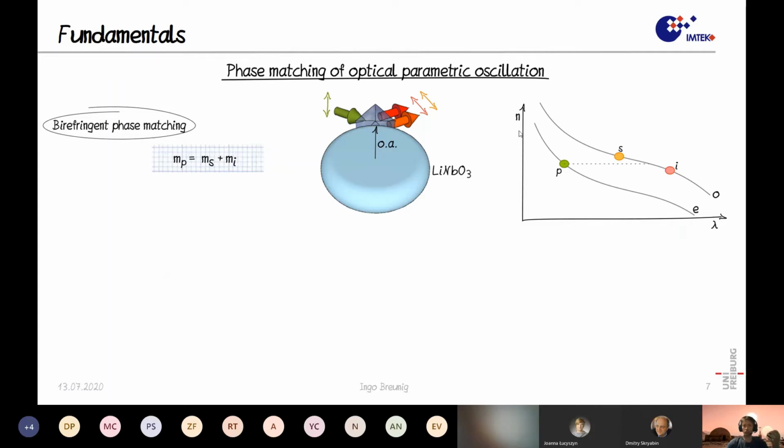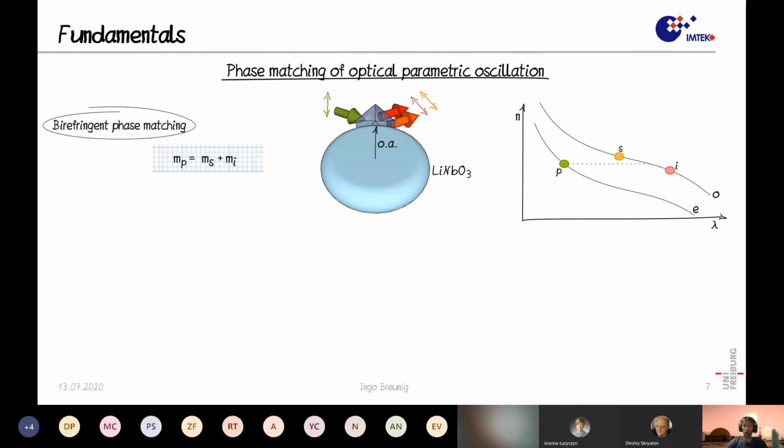On the right-hand side, you see the refractive index as a function of wavelength. If you have the pump having, for example, extraordinary polarization, characterized by this E here, and signal and idler are ordinarily polarized, then the refractive index of the pump can indeed be the average value of the refractive indices of signal and idler, right? In this situation, you can have phase matching, or angular momentum conservation if you like to use the single photon picture.